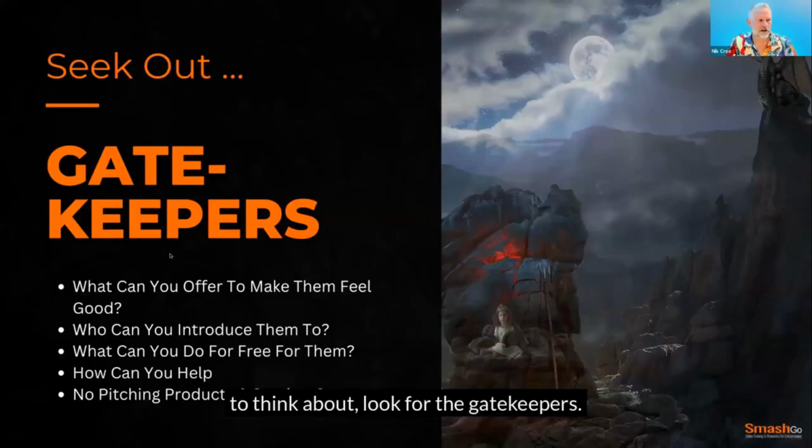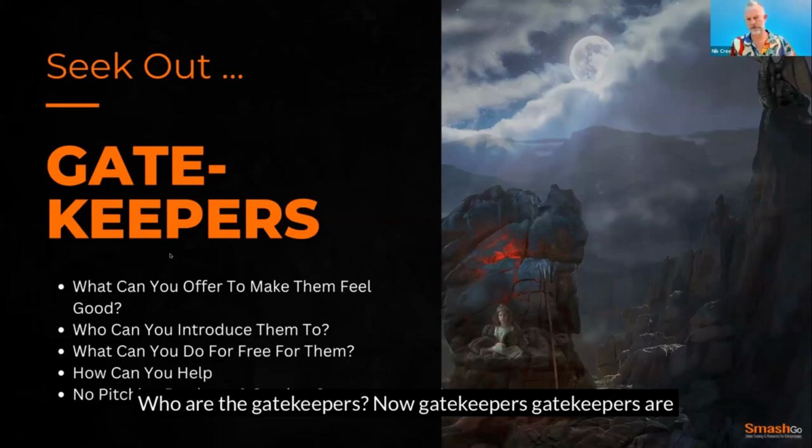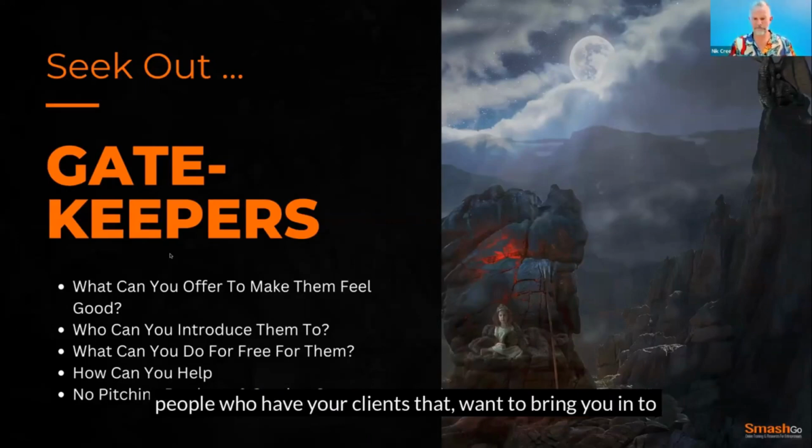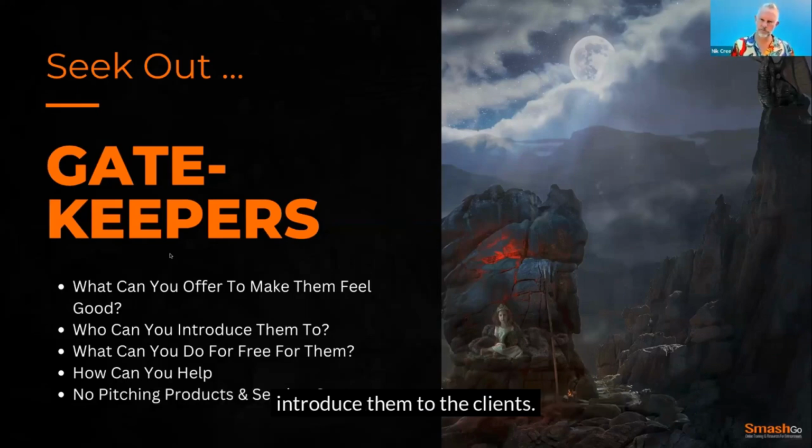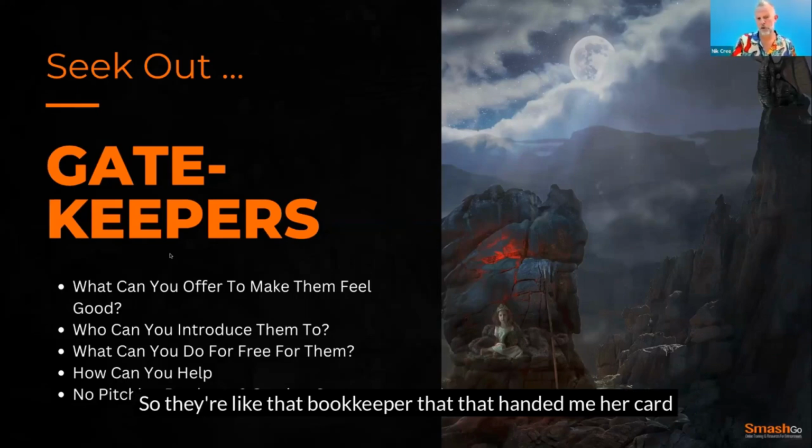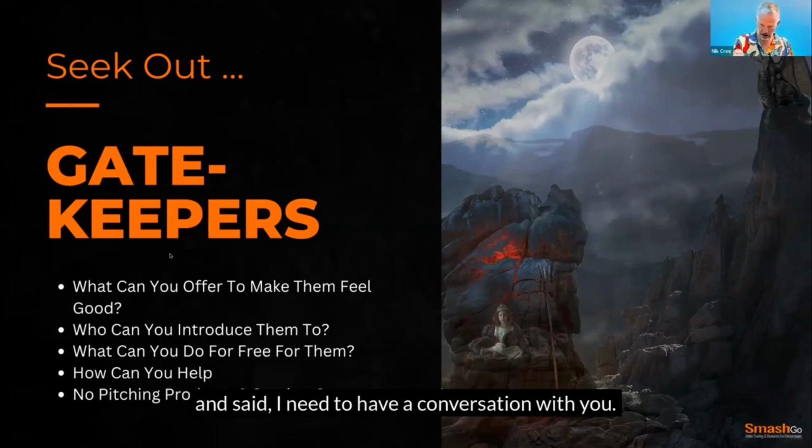The other thing to think about is to look for the gatekeepers. Who are the gatekeepers? Gatekeepers are people who have your clients and want to bring you in to introduce you to them. So they're like that bookkeeper who handed me her card and said, I need to have a conversation with you. You need to come and talk to my clients.